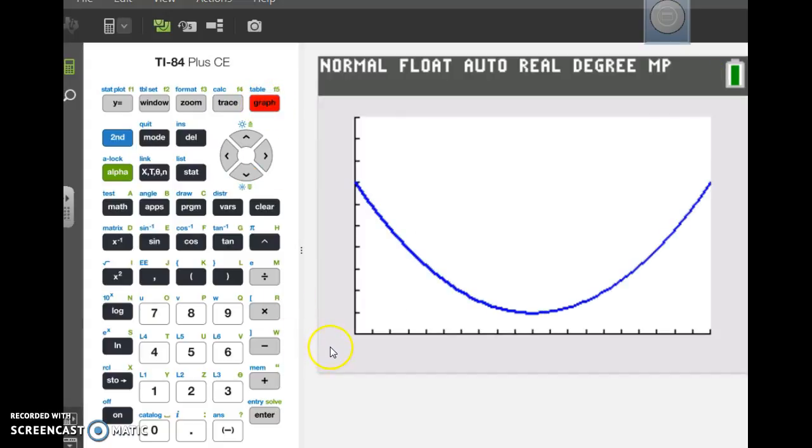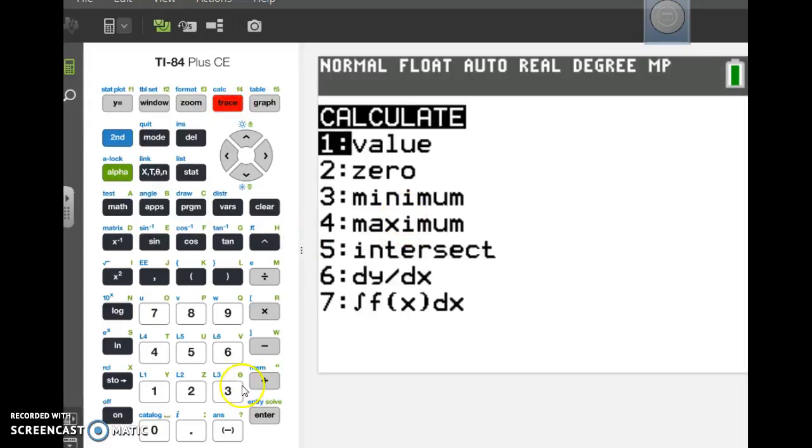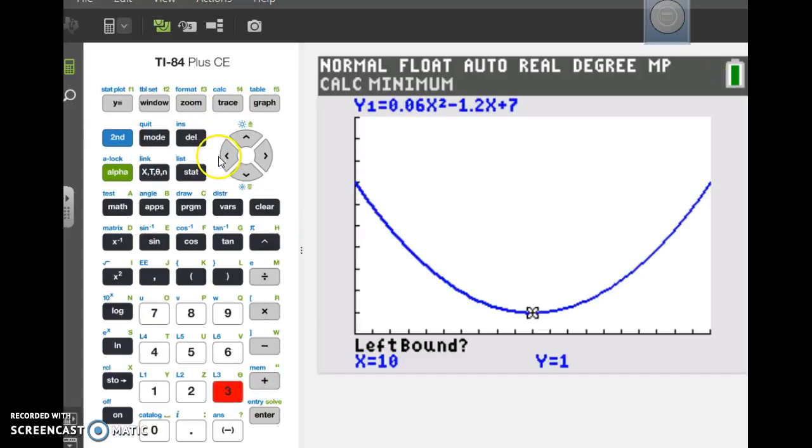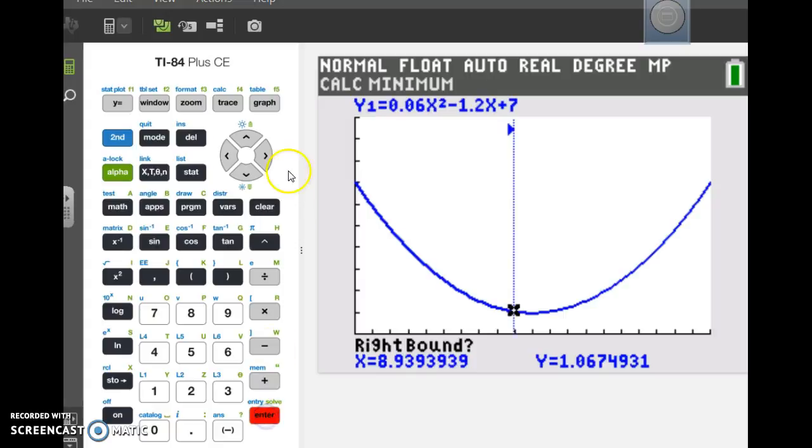Yep, that looks like what we had on our paper. All right, notice here this is 7. If I look at my minimum point, I can calculate the minimum by picking number 3. I'm going to go left and right a little bit. Left here, enter, right here, enter, and I can find my minimum value.